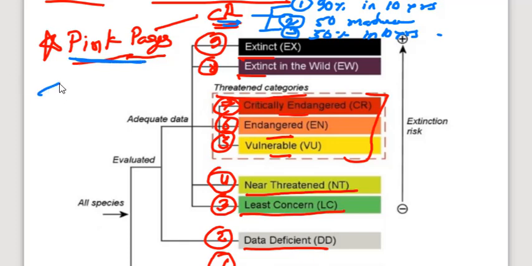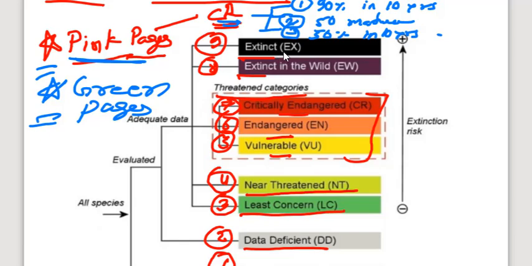You should remember. The second important word here is the green pages. What is actually green pages? See, those species that were formerly endangered, but they have recovered and are no longer threatened. So, which were earlier endangered, but currently they are not threatened. So that is called the green pages. This is also an important one. Pink pages means critically endangered species. Green pages, which has recovered, means came from the endangered to not threatened, then it is called green pages.